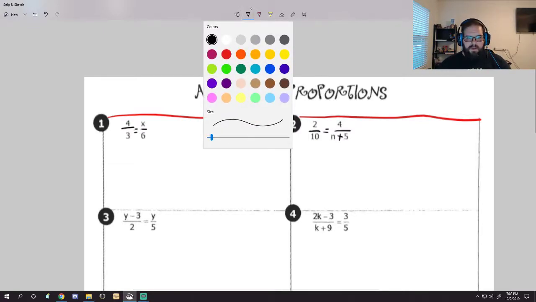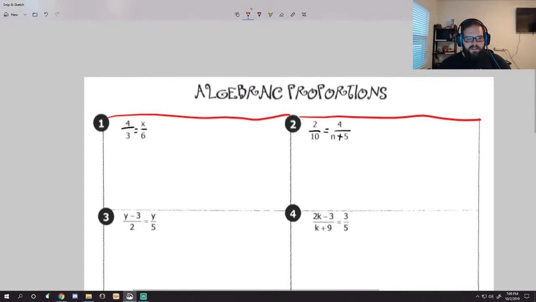Before you start flipping out and saying this looks rough, let me show you a little trick here. Back in the day, you might have done something called the crisscross method or the butterfly method, or whatever people call it. But I like taking it and I look at my 4 and my 6, and I'm going to circle my 4 and my 6. I'm going to do the exact same thing to the opposite side, the 3 and the x.